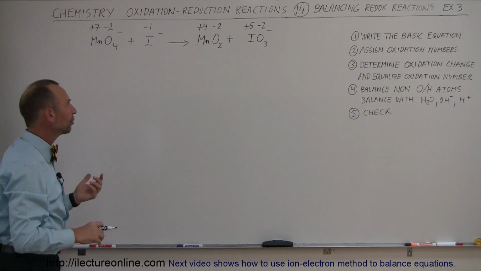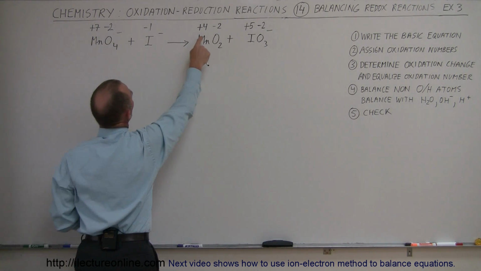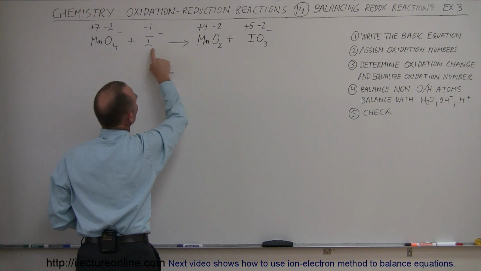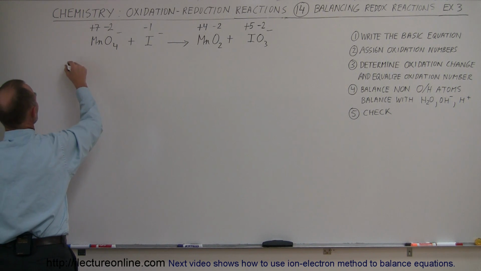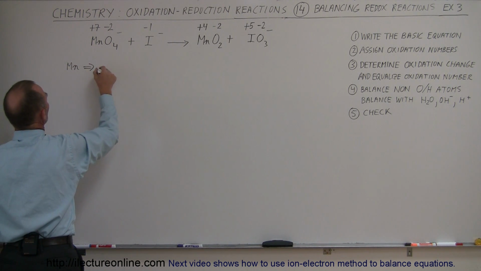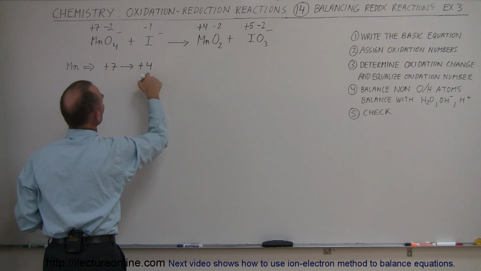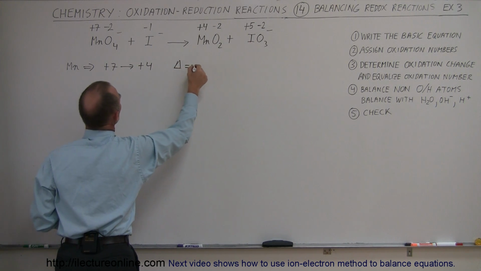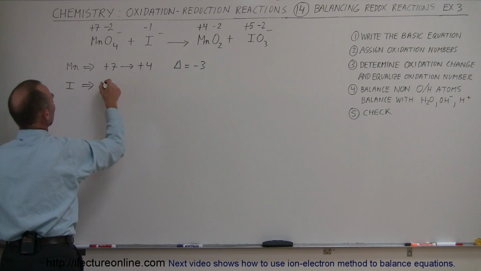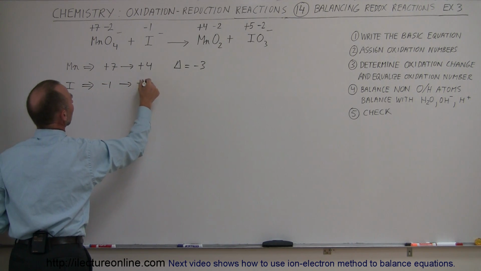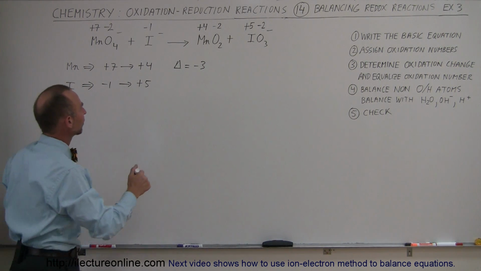Now we have to determine which of the elements change their oxidation number. Manganese goes from plus 7 to plus 4. Iodine goes from minus 1 to plus 5. Those are the two elements changing oxidation number. For manganese, we change from plus 7 to plus 4. That is a reduction in the oxidation number, so the delta is equal to minus 3. Iodine starts at minus 1 and changes to plus 5. That's an oxidation number increase from minus 1 to plus 5, a delta of plus 6.